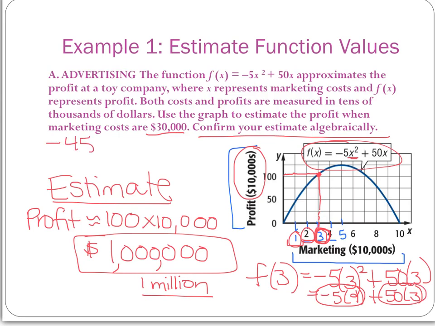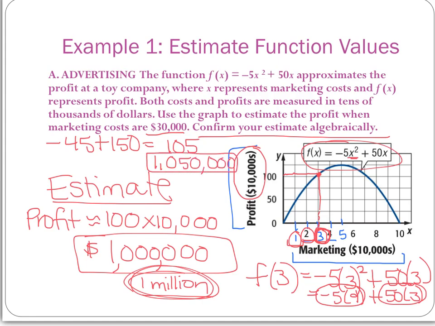Negative 45 plus 150 gives me 105. So my estimate was close. I estimated 1 million. Here, what we actually get is 1,050,000. The number 105 times 10,000 would give me $1,050,000. Now, 1 million was our estimate, just looking at the graph. $1,050,000 is the actual profit when our marketing cost is $30,000.